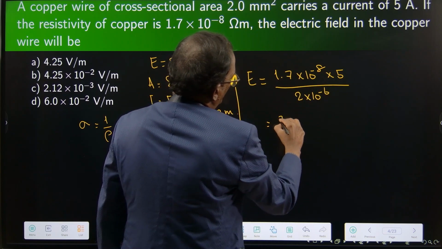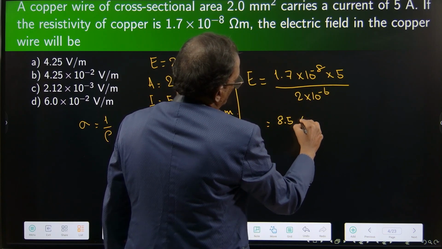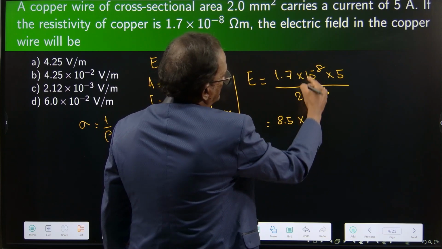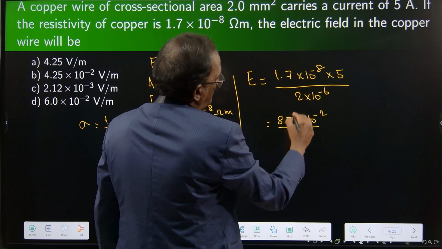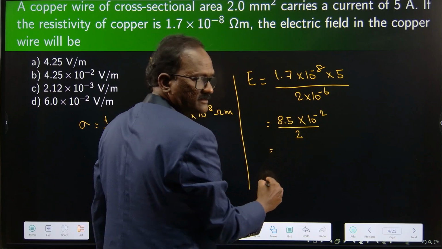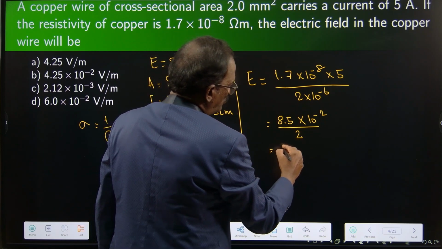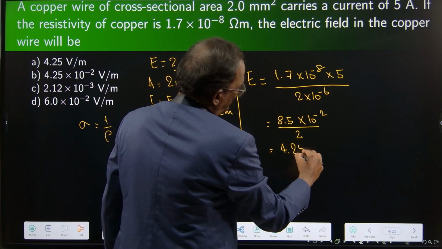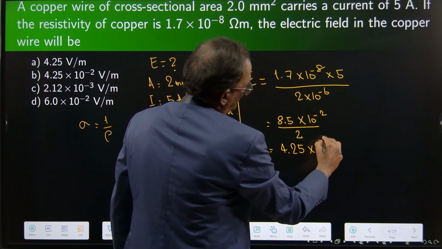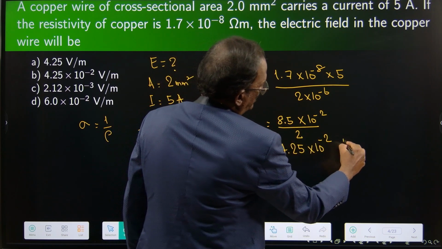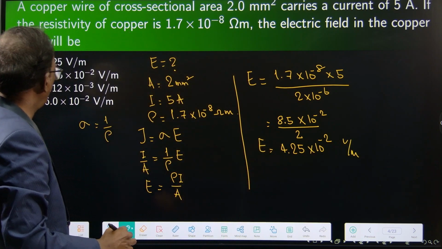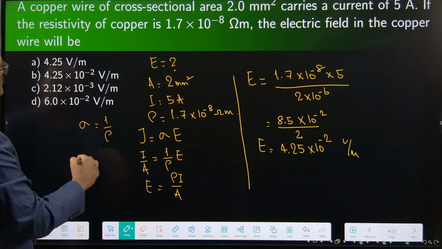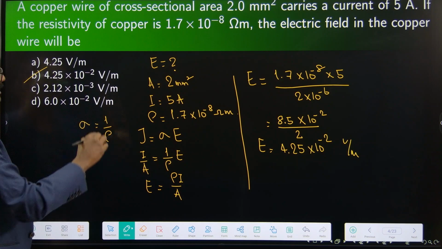This will be 8.5 into 10 to the power minus 2. Minus 8 plus 6 is minus 2, divided by 2, 8.5 by 2, 4.25 into 10 to the power minus 2. E, the unit is volts per meter. So this is the value, 4.25 into 10 to the power minus 2. Yes, option B.